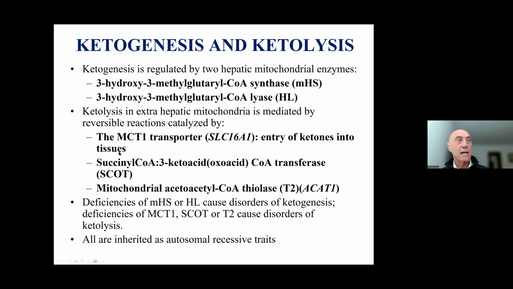Once they are inside, you do the reverse of the reaction done in the liver. First you need to activate the ketones by attaching coenzyme A, through the action of succinyl-CoA 3-oxoacid CoA transferase, the enzyme SCOT. And then you have beta-ketothiolase, which is responsible for the breakdown of the ketone. Deficiency of the first two enzymes causes disorders of ketogenesis. Deficiency of the transporter, SCOT, and beta-ketothiolase will cause disorders of ketolysis, and all are inherited as autosomal recessive traits.